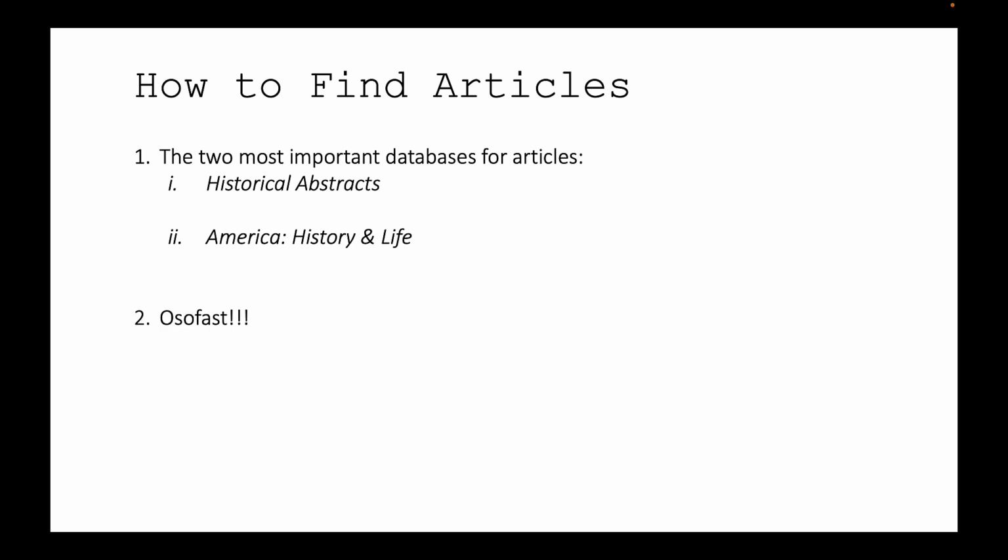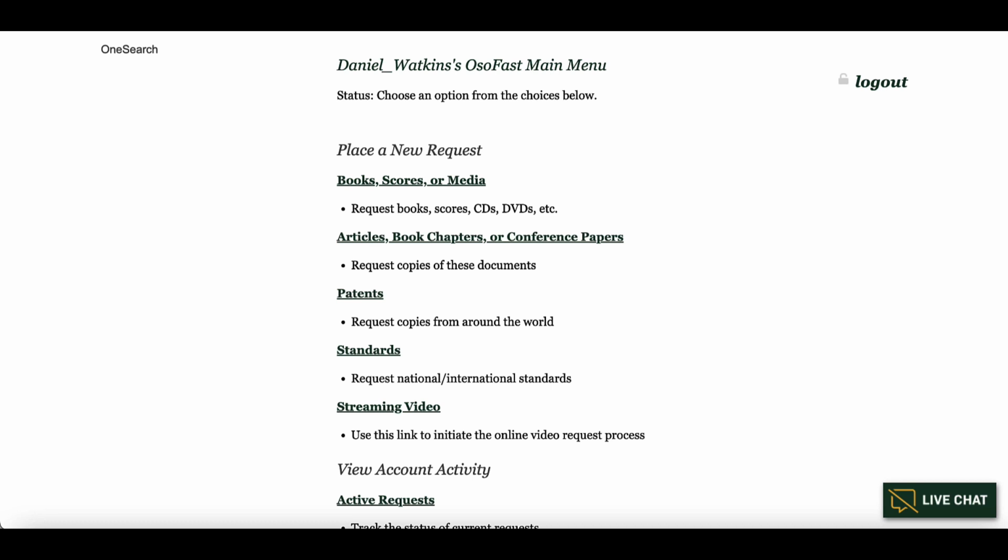But here's the thing to know about using Historical Abstracts and America, History, and Life. It will tell you what articles exist, but it won't get those articles for you. To actually get the articles, you're going to have to use our old friend OSOFast. Now remember before, this is our screen from OSOFast. You can request lots of different things. If we wanted to request a book, we could click on this one for books, scores, or media. But it's just as easy to request a journal article. In fact, it's even easier.